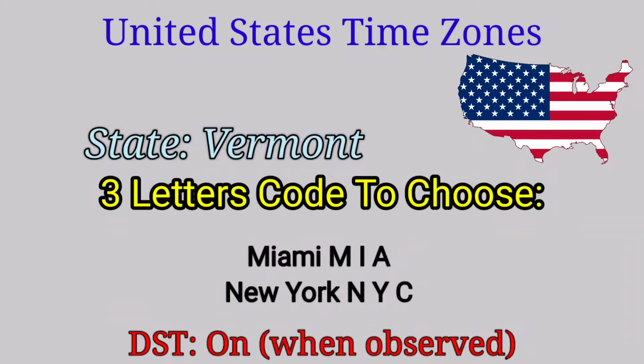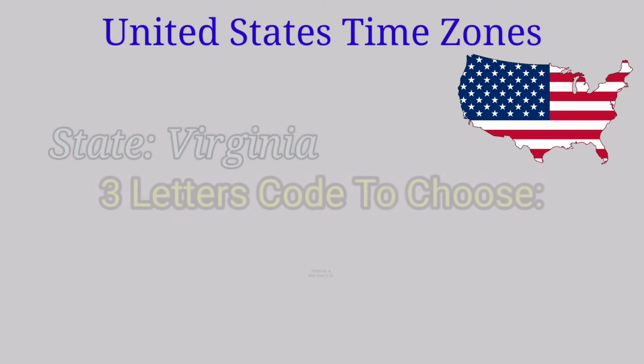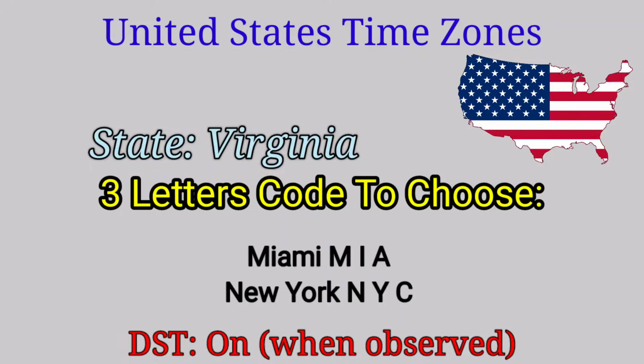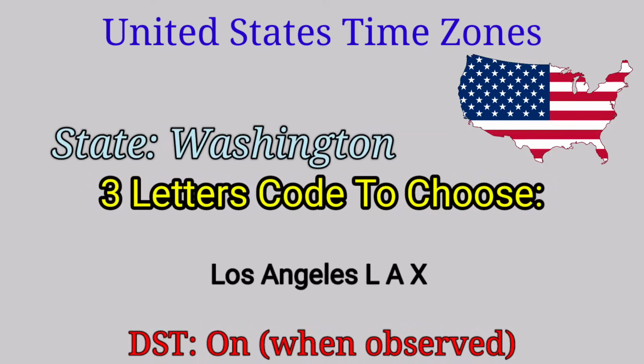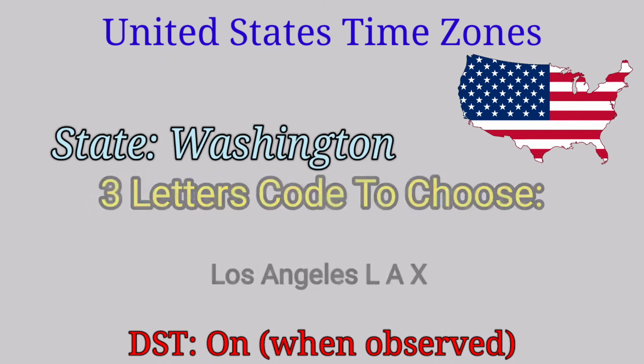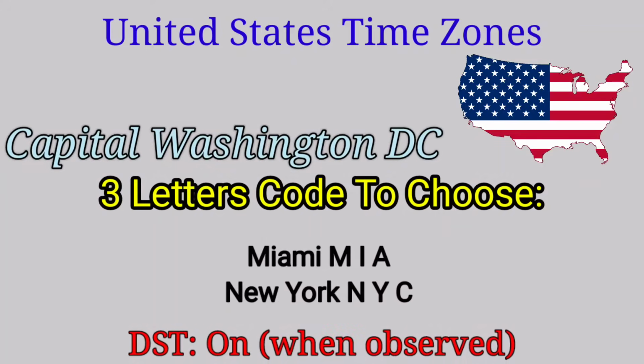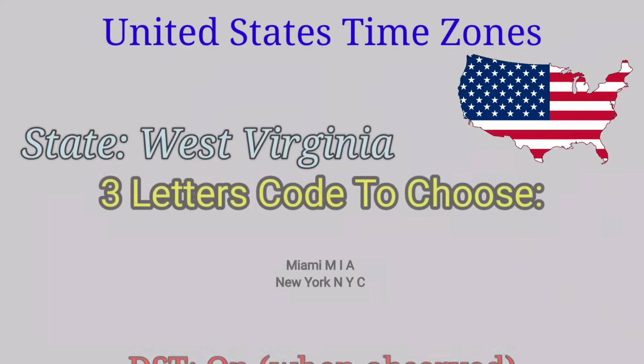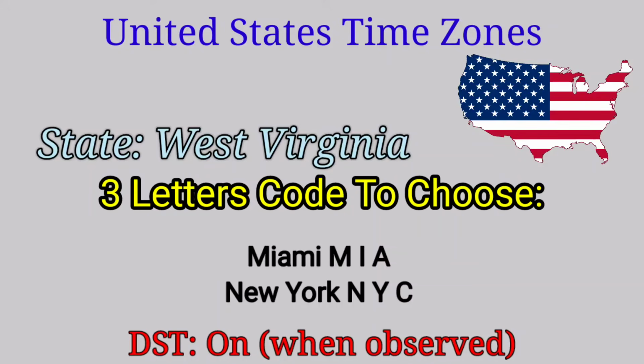For the state of Vermont, use either Miami MIA or New York City NYC, which correspond to Eastern Time Zone. If you live in Virginia as well, you are on Eastern Time Zone. That is, you need to pick either Miami MIA or New York NYC. For the state of Washington, use Los Angeles LAX. If you are in the capital of the United States, Washington, D.C., you will need to use Miami MIA or New York NYC code. For West Virginia, use Miami MIA or New York City code NYC as city code.